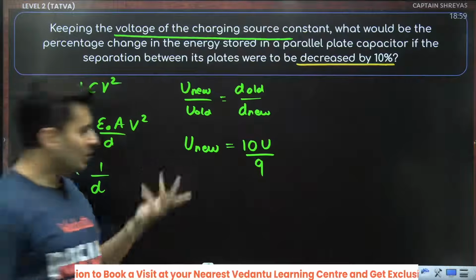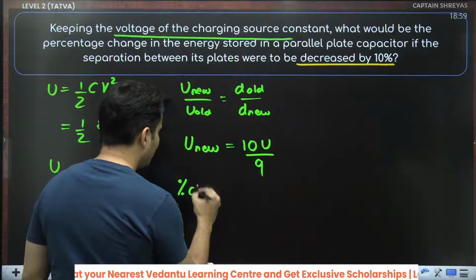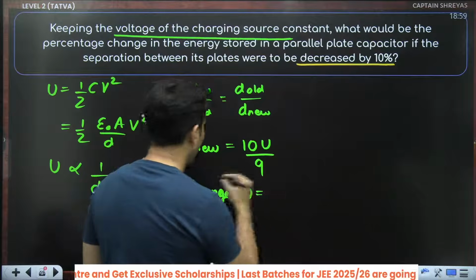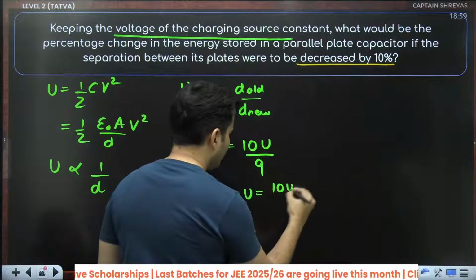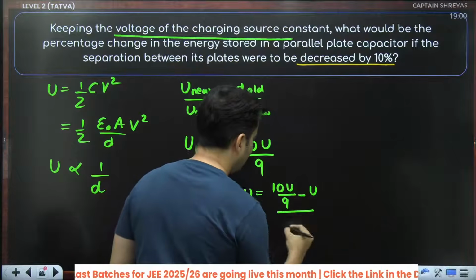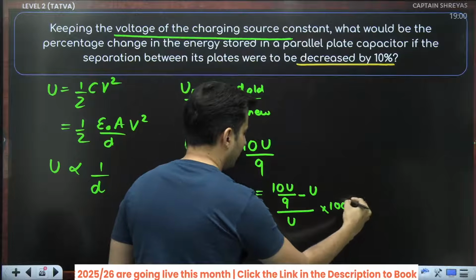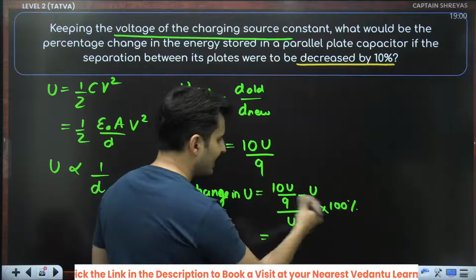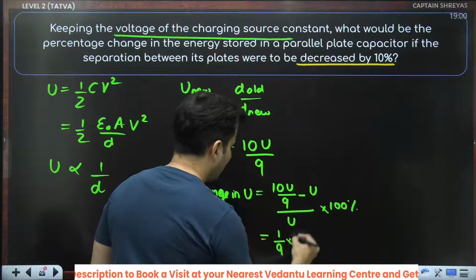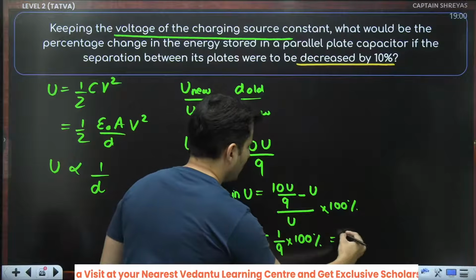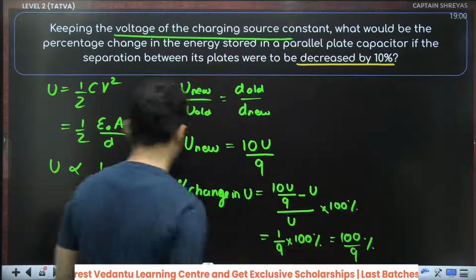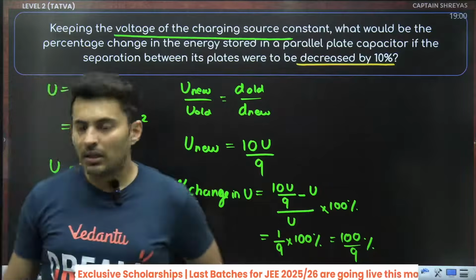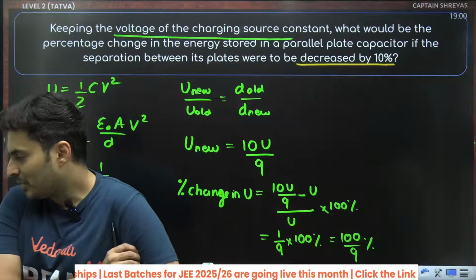Okay, just like before. If you have to find the percentage change in energy, it will be nothing but the difference, which is 10U by 9 minus old, divided by old, multiplied by 100. U will get cancelled. 10 by 9 minus 1 is nothing but 1 by 9, multiplied by 100. So basically it will be 100 by 9%, which is approximately 11.1, which is perfectly fine. Yes, 100 by 9 will be 11.1. Perfect.